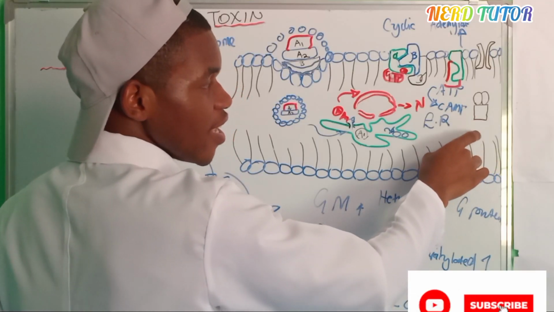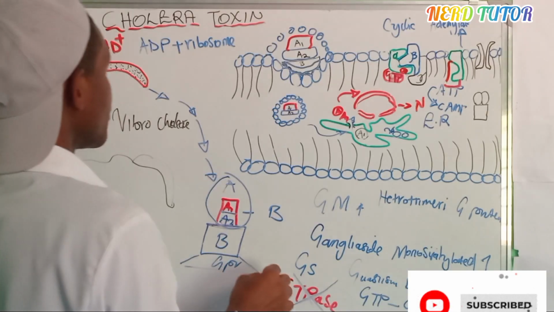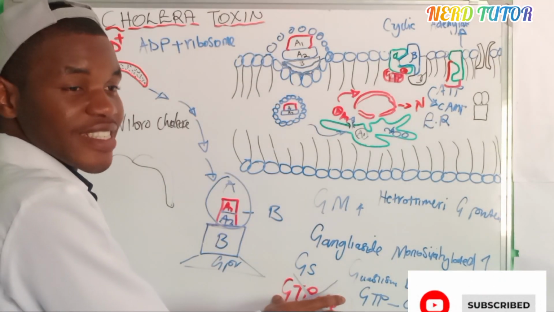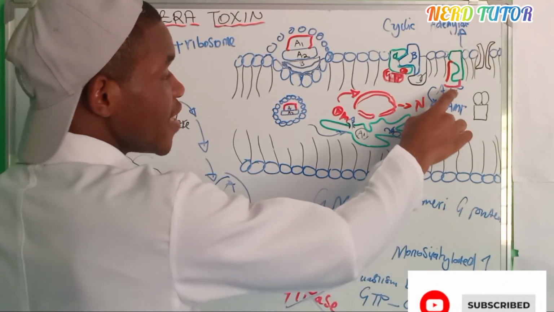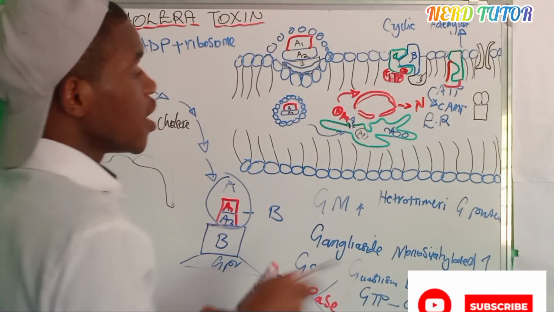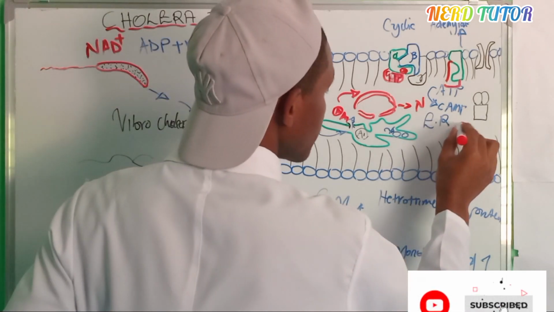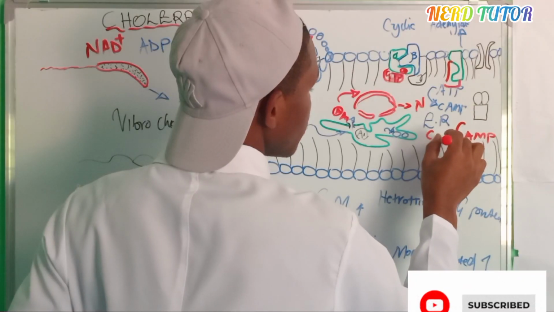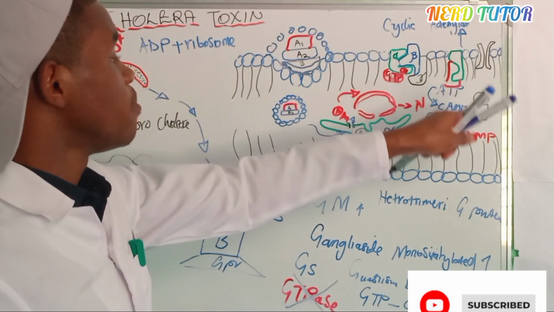cAMP. So if this guy won't come off from this part, because of this toxin, because the switch has been altered, damaged by the toxin, it won't come off. So more ATP will be converted to cAMP, and a lot of cAMP will be in this cell. A lot of cyclic AMP will be produced. ATP will be converted to cyclic AMP.